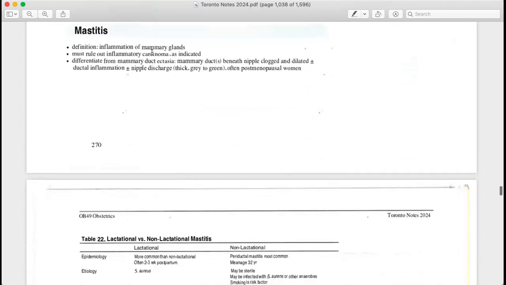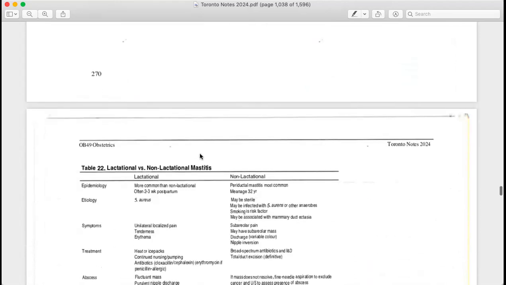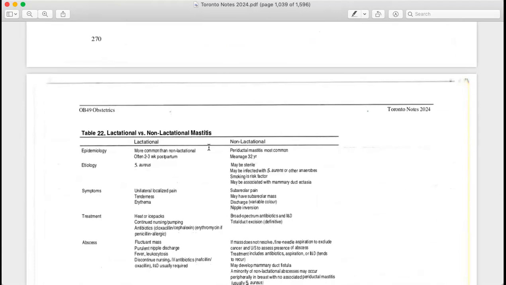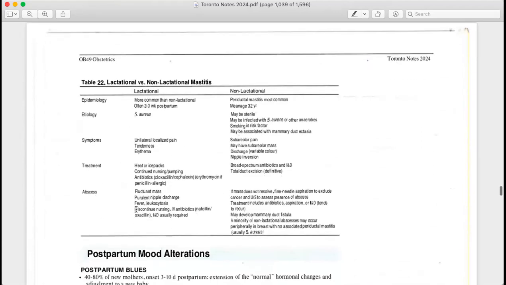Mastitis, inflammation of the mammary gland, and ruling out inflammatory carcinoma is indicated. So lactation and then non-lactation mastitis. In lactation mastitis, basically if there is an abscess, if there's a fluctuant mass, you are going to remove it. If not, then you are going to do treatment like heat packing, nursing, and antibiotics. If this is a non-lactational one with abscess, we do incision and drainage, along with antibiotics.